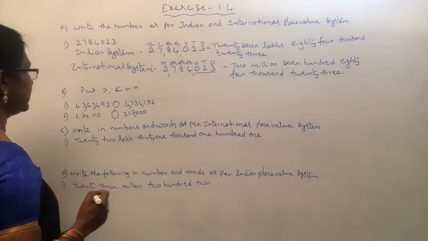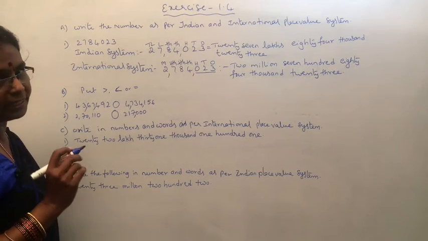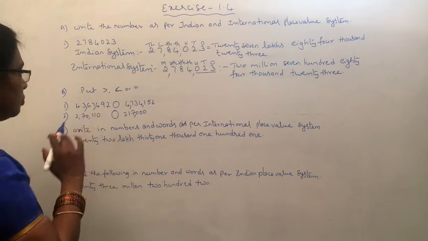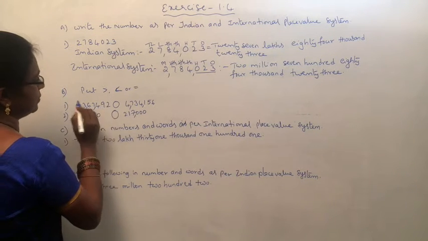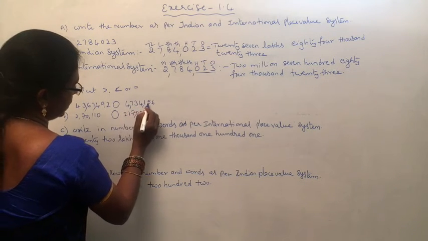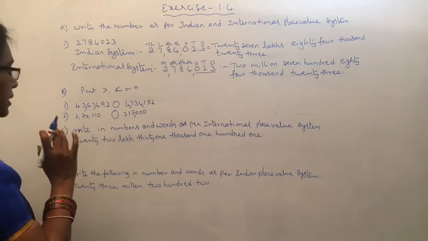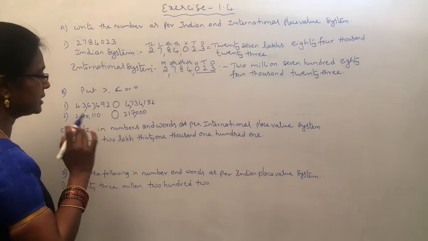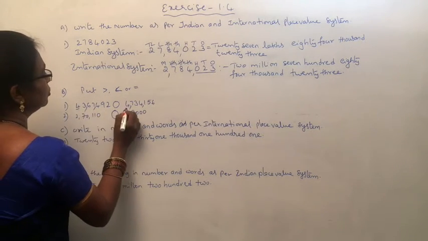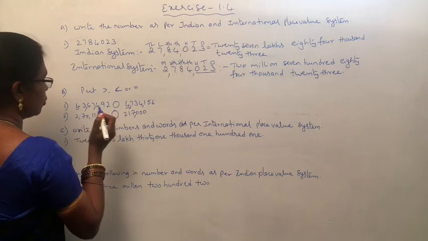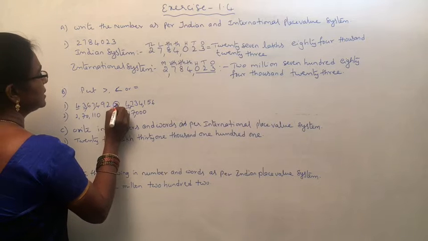Next, put greater than, lesser than or equal. Now first we have to check how many digits are in both sides. Now count 1, 2, 3, 4, 5, 6, 7. Both the numbers have the same number of digits, 7 and 7. Then you have to see the first digit, 4 and 4. Both are equal. Next go for the second digit, 3 and 7. 3 is lesser than 7.